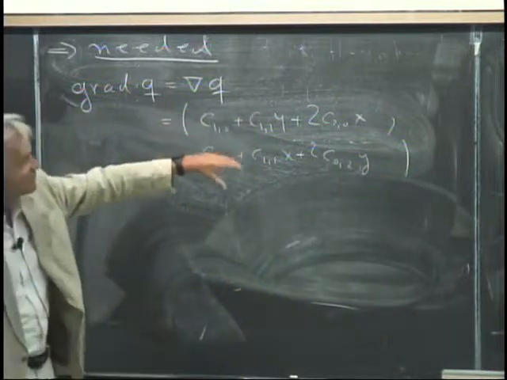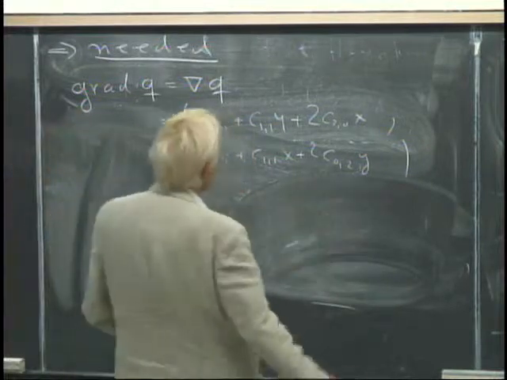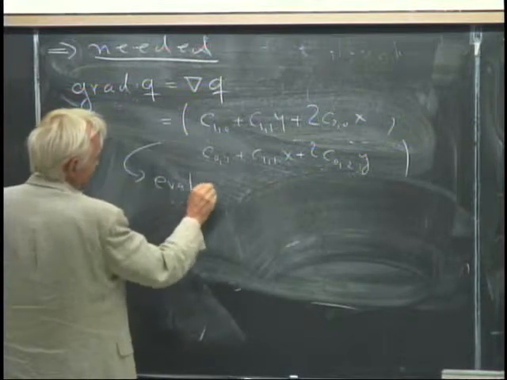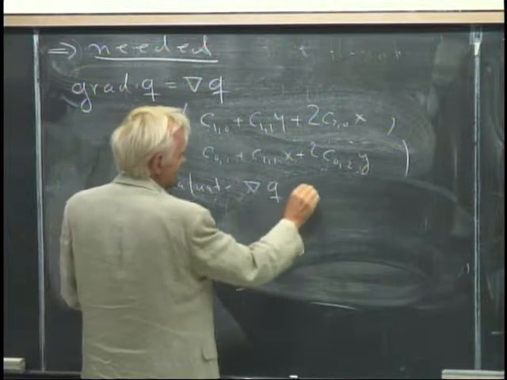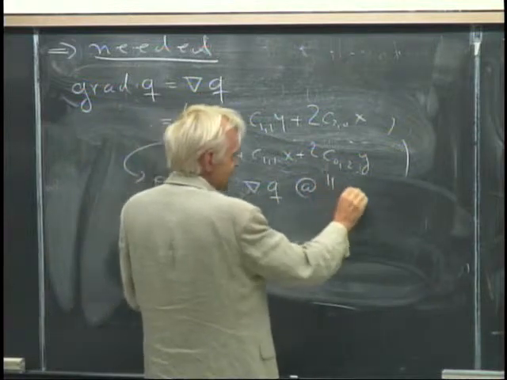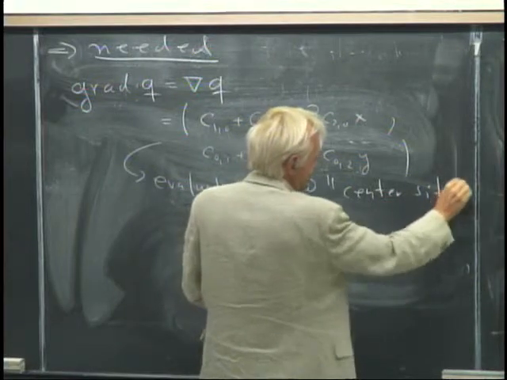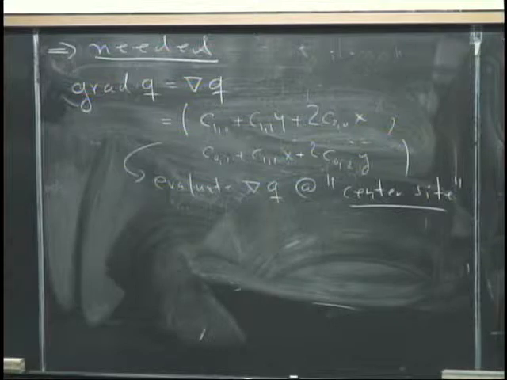And we don't need it everywhere. We need to evaluate this at the center point. So we evaluate grad q at the center site, where the center site is the vertex in the middle here, for which we need the gradient estimate.